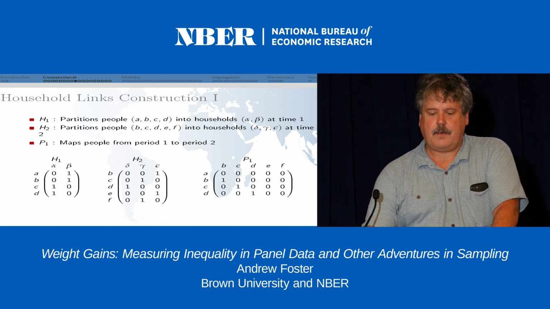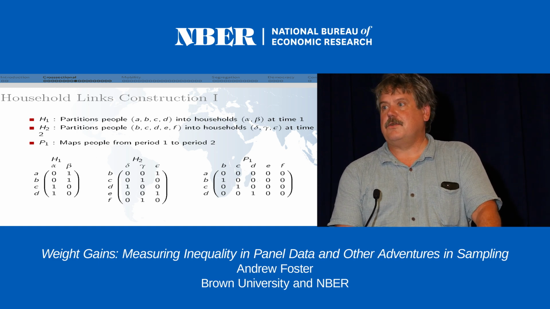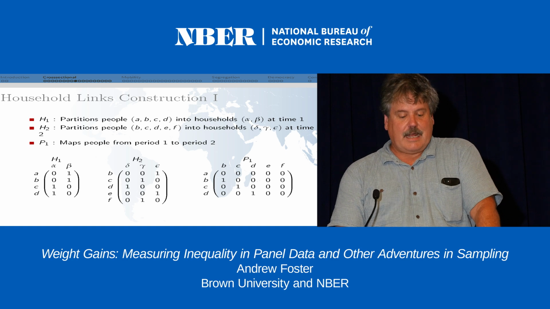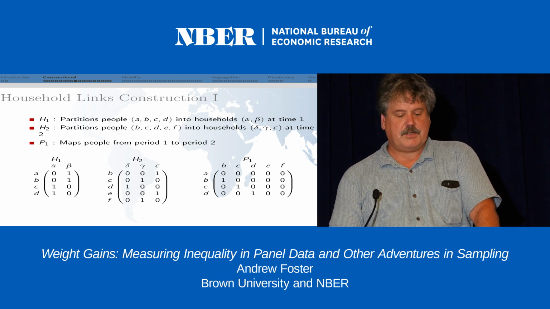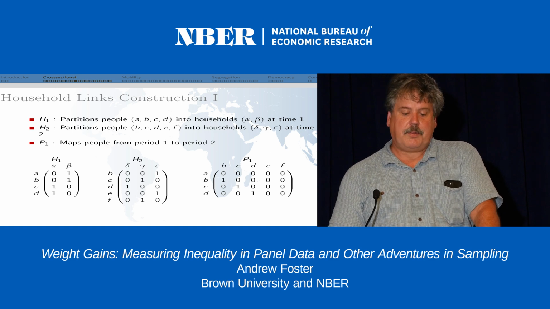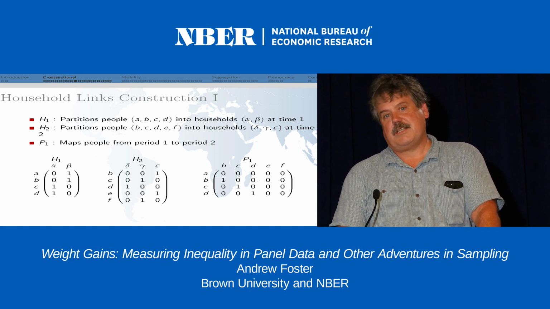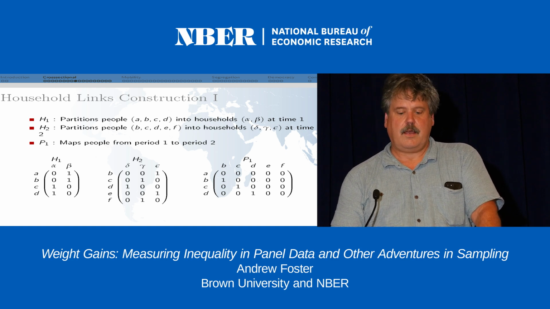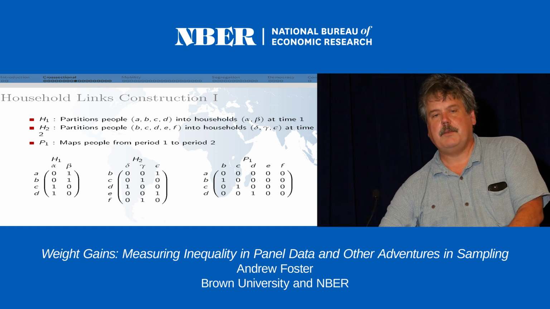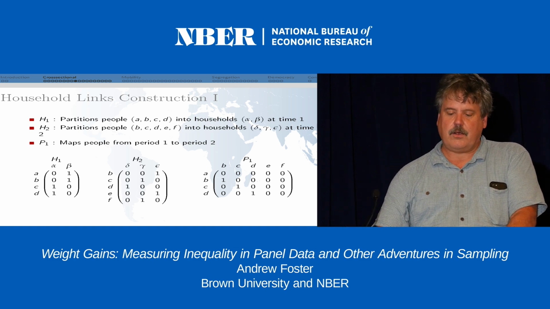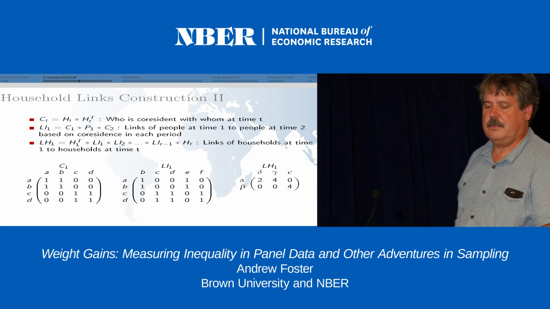We have a set of households in period 1 and a set of households in period 2. In period 1, we can take the people A, B, C, D and partition them into 2 households, alpha and beta. That's what this matrix is. And in period 2, we have some of the same people and some new people, and they're partitioned into households. And we have another matrix which maps the people at time 1 into the people at time 2. That's really all we need in order to create these links.